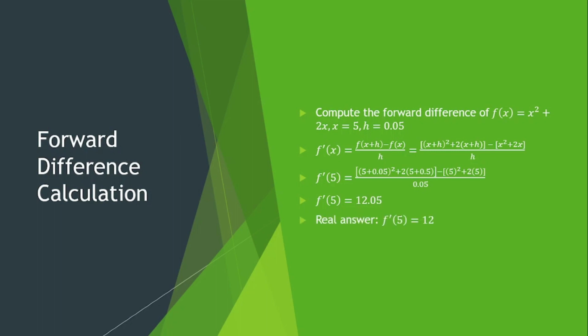Now, if we did the real derivative and plugged in 5, we would get the answer of 12, which means our forward difference formula, while not perfect, gets relatively close to the real answer. However, we can get much closer to the real answer.